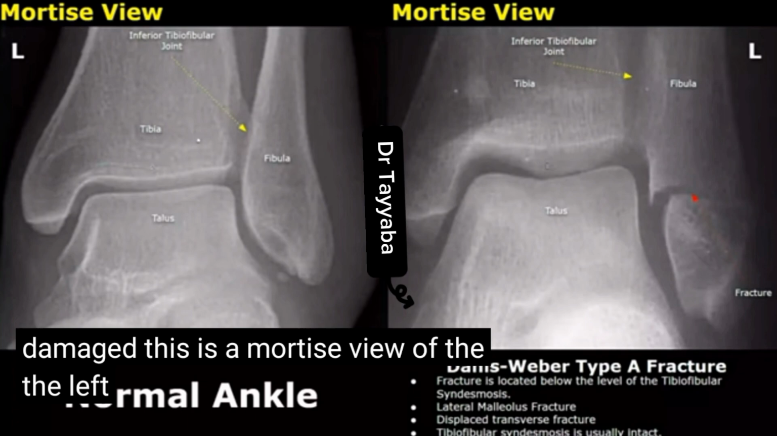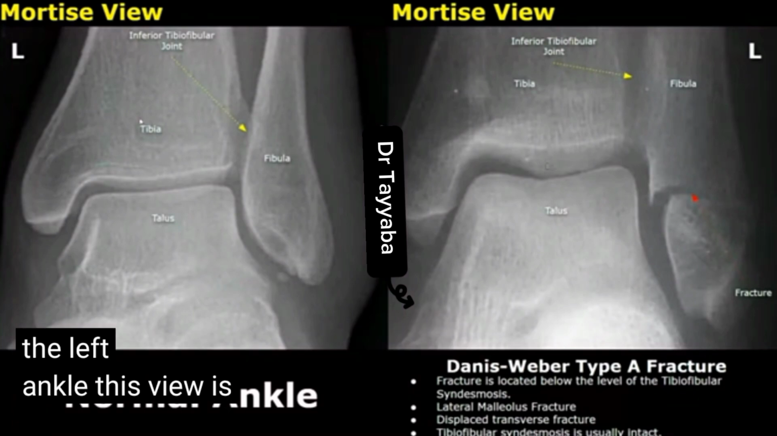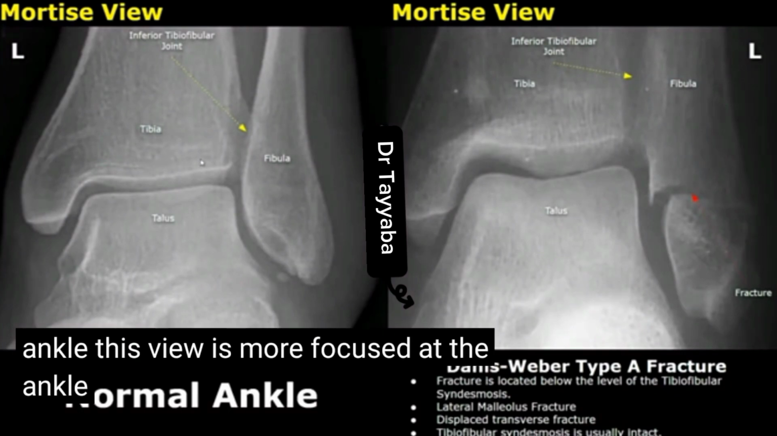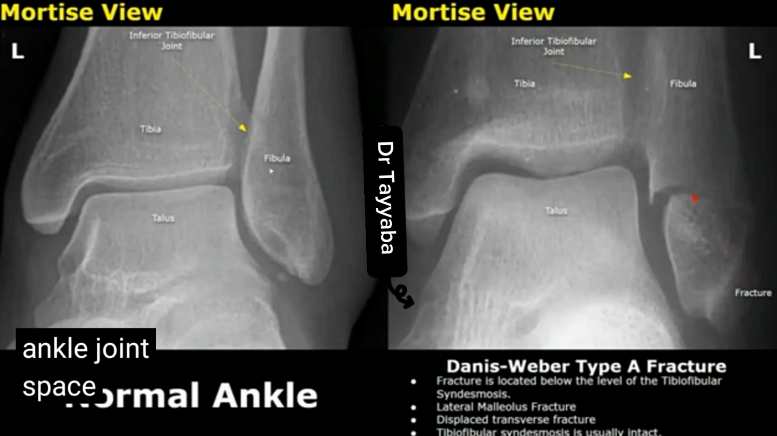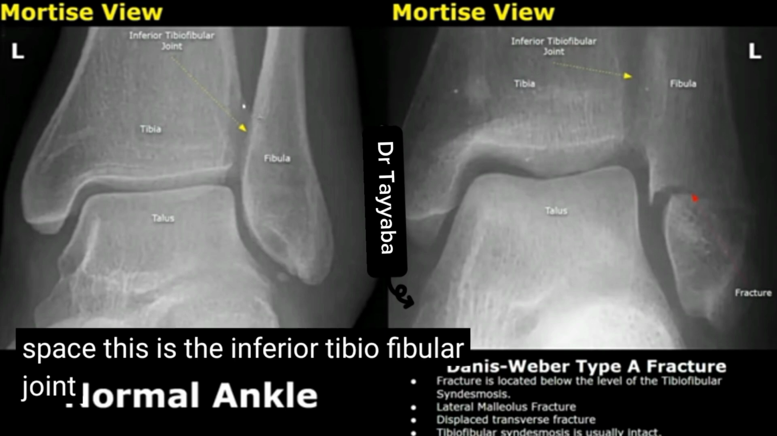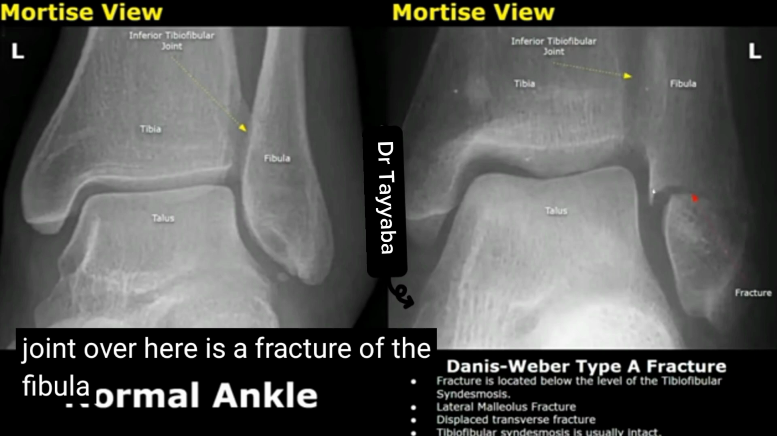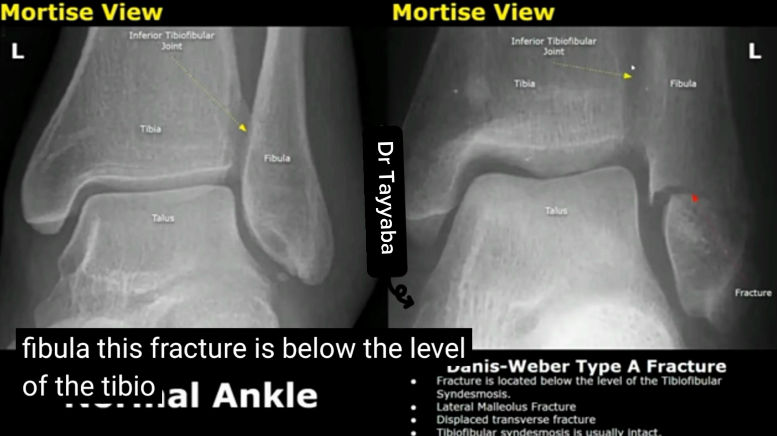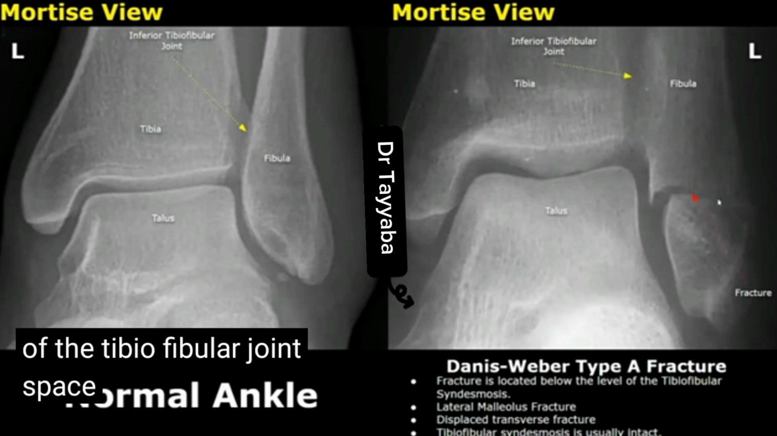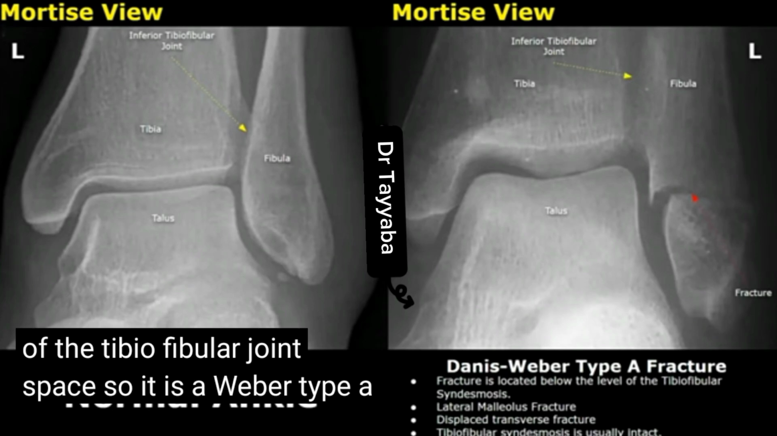This is a magnified view of the left ankle. This view is more focused at the ankle joint space. This is the inferior tibiofibular joint. Over here is a fracture of the fibula. This fracture is below the level of the tibiofibular joint space, so it is a Weber type A fracture.